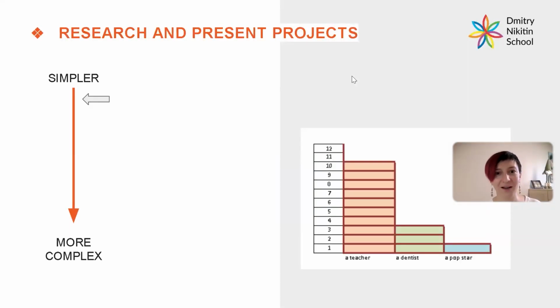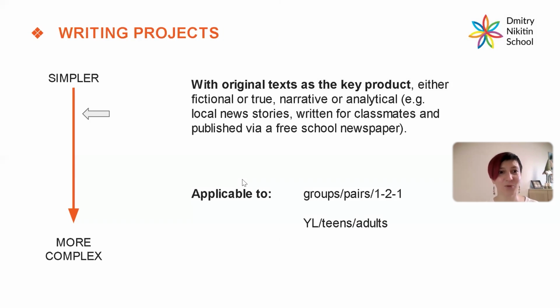Another kind of project, just a second, let's move. Okay. Oh, yes. These are writing projects. As you may see here, the level of complexity increases. Again, these projects may take any form. What unites them all is that the final result is a written text. The key product is a written text. And this text can be fictional, true, narrative, analytical, whatever. And you may, again, wrap it up in any kind of work.